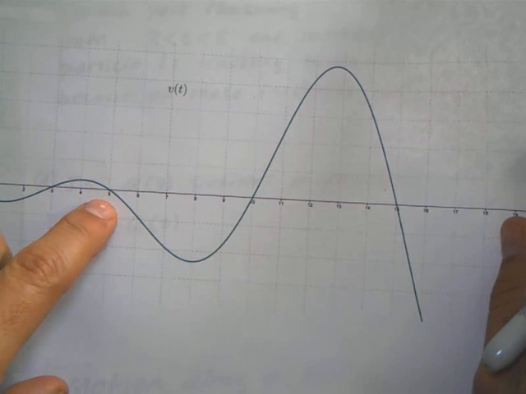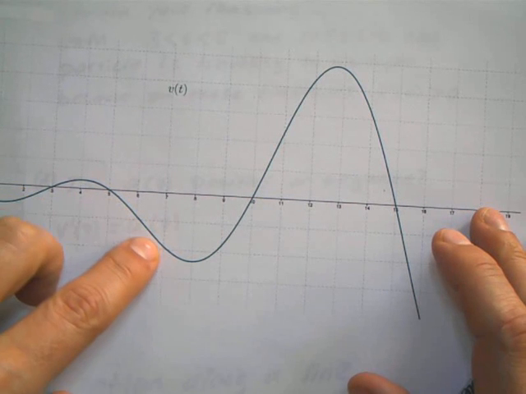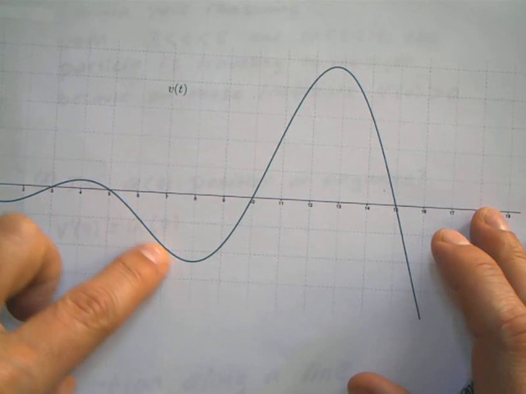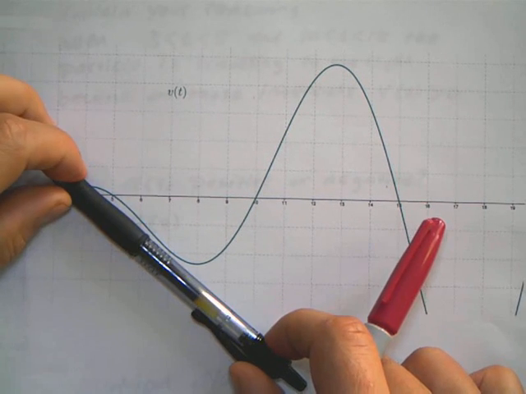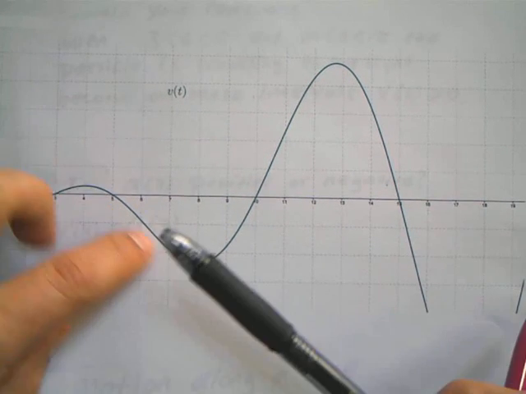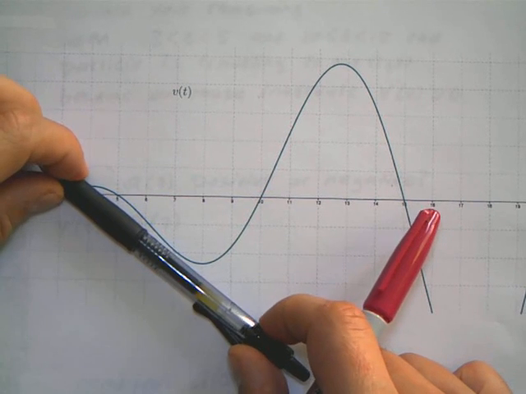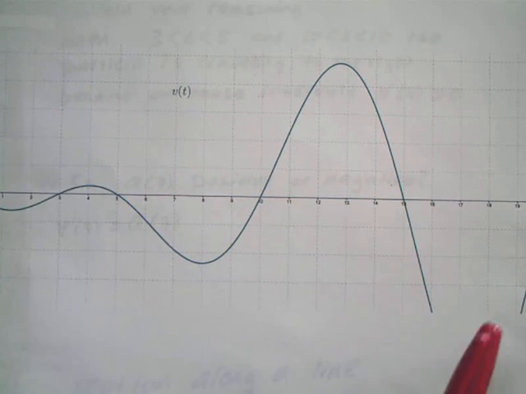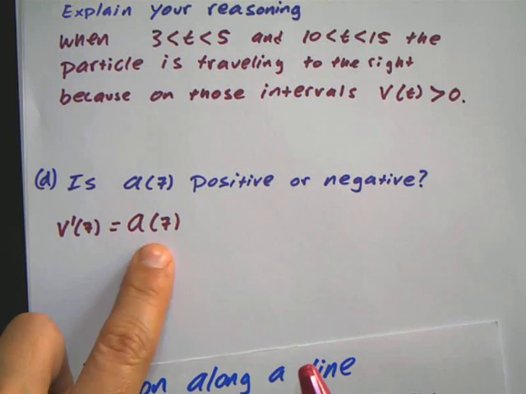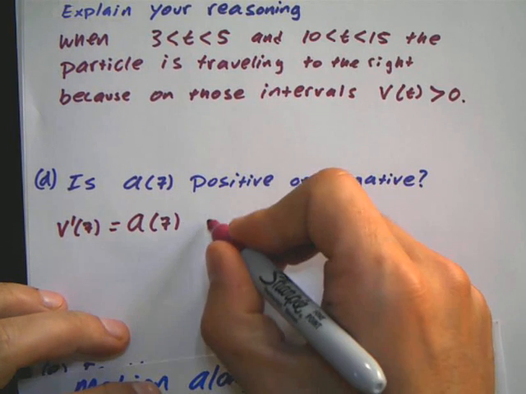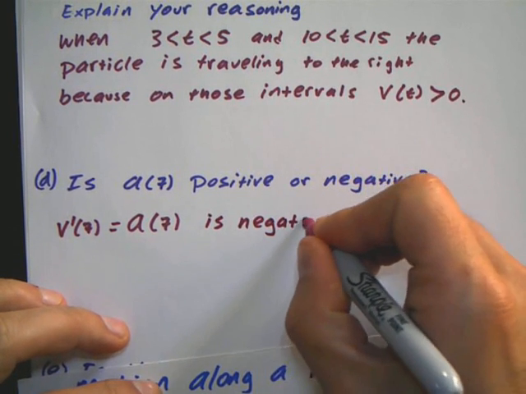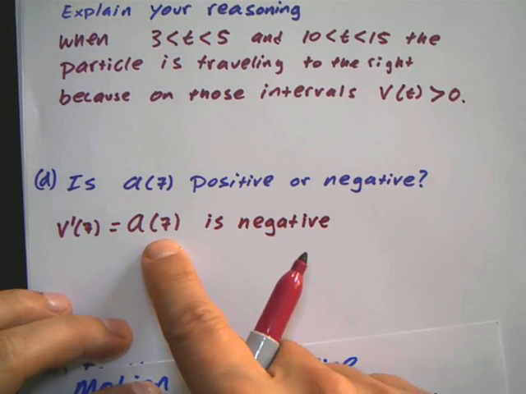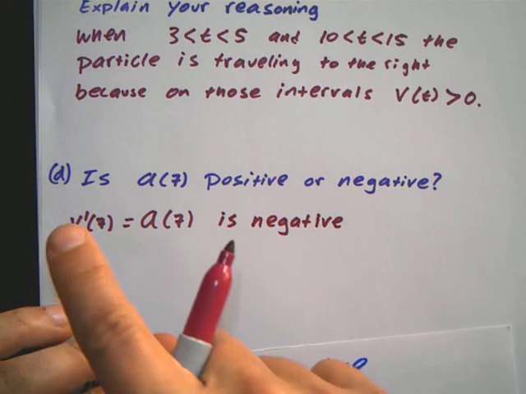And derivatives graphically are measuring the slope, the tangent line slope. So through 7, this tangent line is obviously going to be negative because this is decreasing. So this has a tangent line slope which is negative. And that's our answer. So the acceleration is negative because the derivative of velocity is also negative.